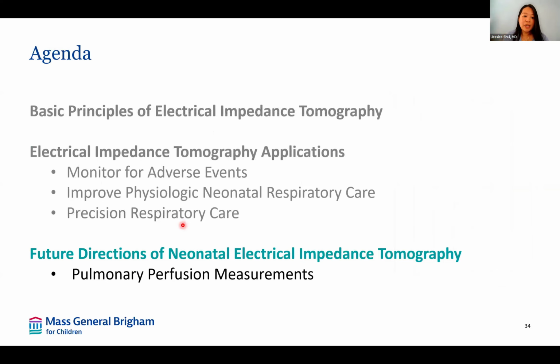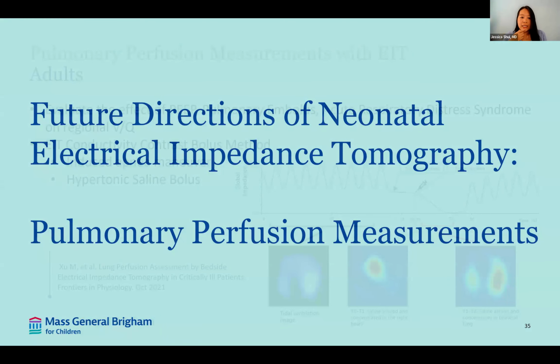Great. And I think we have some time to touch on some really exciting future directions of where neonatal EIT is going: not only measuring ventilatory distribution and helping guide ventilator management, but also looking at pulmonary perfusion and understanding ventilation perfusion mismatch as an etiology for why our patients have hypoxemia, which can sometimes be a mixed picture. So to just be able to have that guidance.